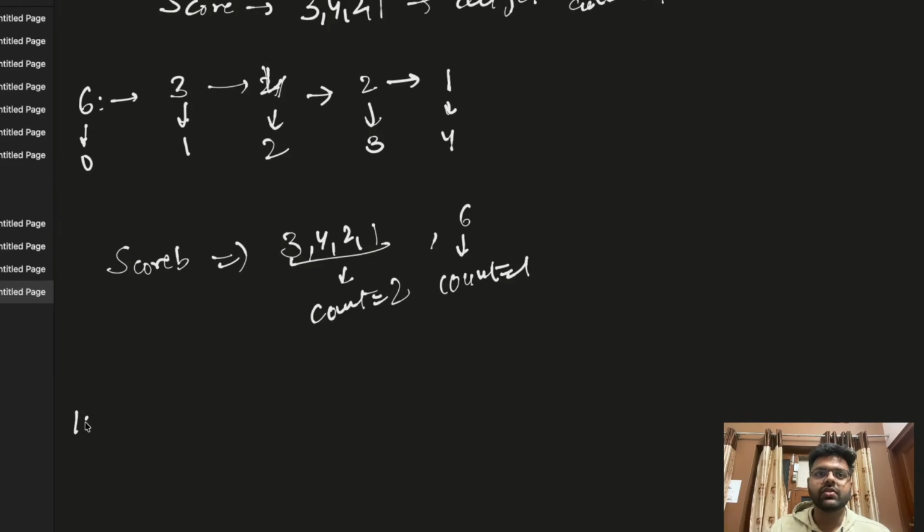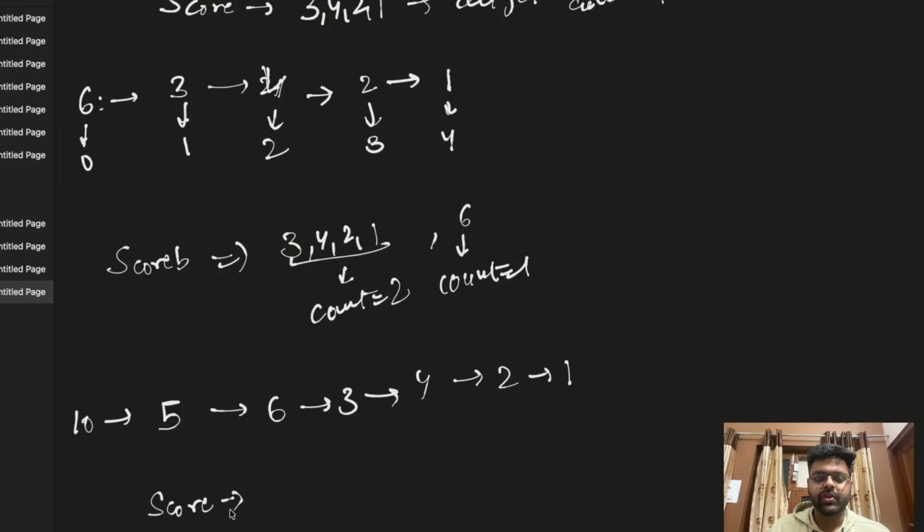Now the same process for 10. For 10 I go to 5, for 5 I go to 6, then 3, then 4, then 2, then 1. If I update my scoreboard, for 10 and 5 the count would be 1.